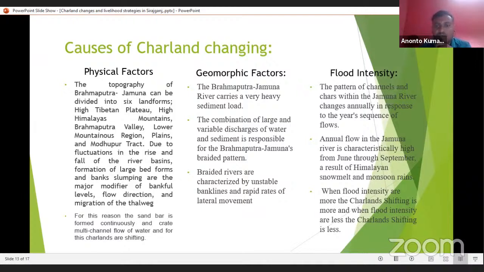The geomorphic factors. The Brahmaputra Jamuna river carries a very heavy sediment load. The combination of large and varied discharge of water and sediment is responsible for the Jamuna Brahmaputra braided pattern. Type of flood increase: the intensity and the pattern of the channels and the chars within the Jamuna river change annually. Annual flow in the Jamuna river is characteristically high from June to September, as a result of the Himalayan snowfall and monsoon rainfall. When the flow intensity is more, the shoreline shift is more, and when the flow intensity is less, the shoreline shift is less.